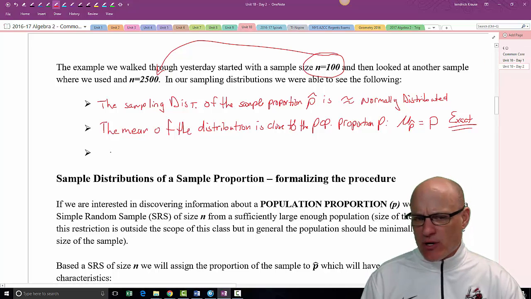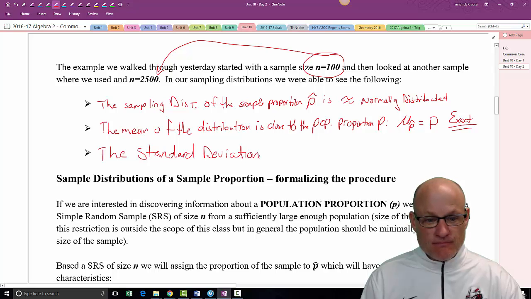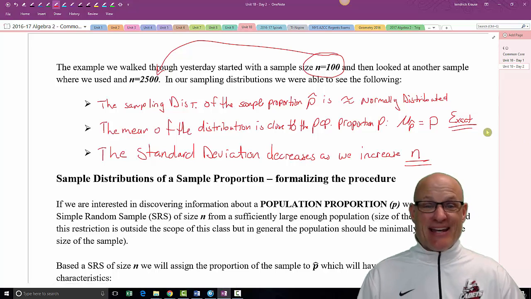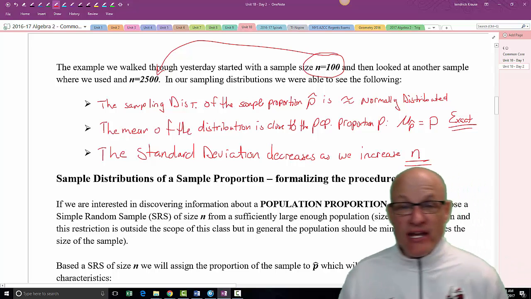And the big thing I think we want to talk about is the fact that the standard deviation decreases as we increase the value of n. So as n increased, it decreased.